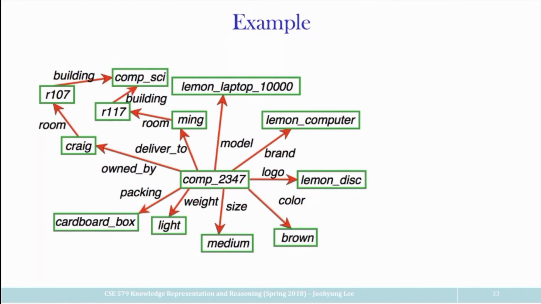And it turns out that graph is actually a very powerful KR formalism as well, in the sense that you can actually link all these constructs, and somehow these are all connected. So you can say, like, this is subject, relation and object, or property and, what is the terminology? Object property value. Okay. So here you can say, well, comp, maybe this is a particular computer name, 2347, is a model of Lemon laptop. It's owned by Craig, whose room is R107, which is in the building computer science.